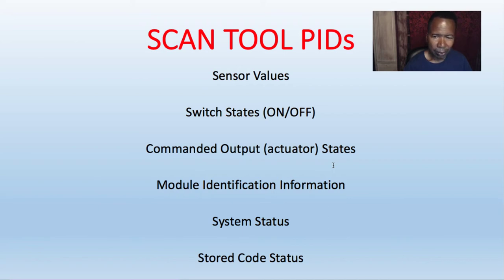Let's see, scan tool PIDs: sensor values, switches on/off, commanded output actuator states, module identification information. Sometimes somebody can switch the computer and you don't even know about it. You try to get through a smog check and run the monitors, and it won't do it because it has the wrong computer in it. System status, open or closed loop as an example, and stored codes. A scan tool should be able to do all this for you.